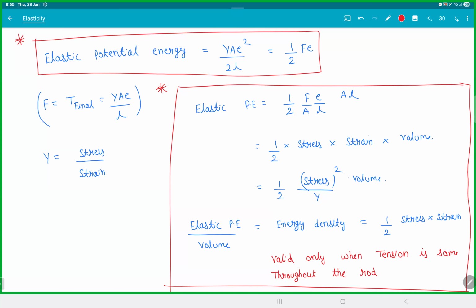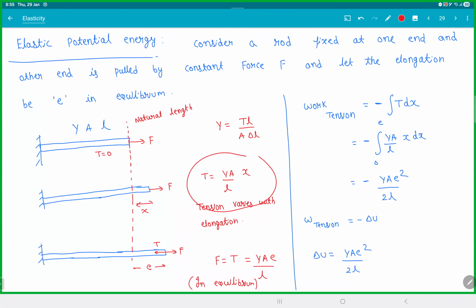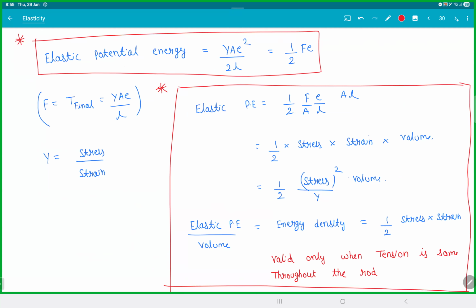Clear how we derived this? We found the tension Y A x by L. Because it is changing, we integrated and got this Y e square by L. Then we just kept on the formulas and modified them. There, this is your second formula. The first was the elongation thing, and the second was the energy.